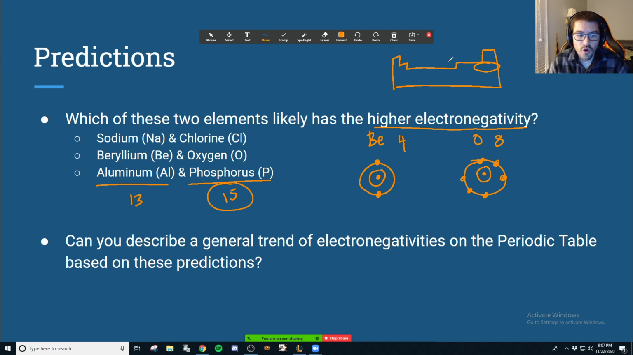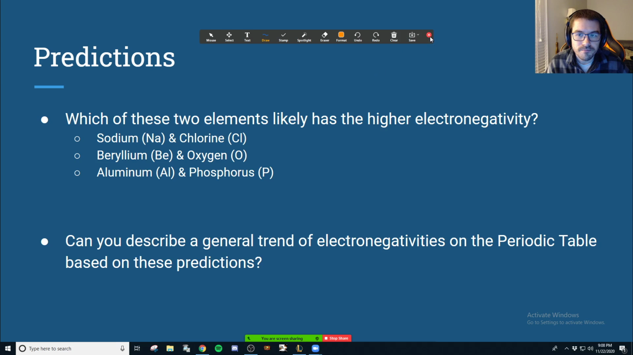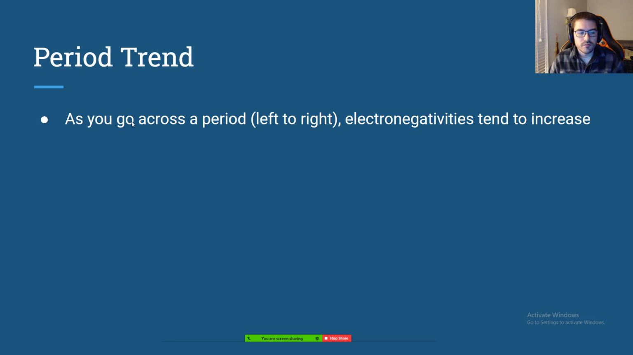So what we're noticing, can you describe a general trend of electronegativities? Elements over here on the right side of the periodic table tend to have higher electronegativities. They're better at pulling on electrons than those on the left side because they have more protons in their nucleus. So as you go across a period from left to right, electronegativities tend to increase. That is the period trend.